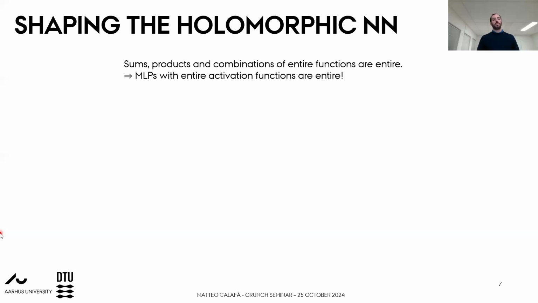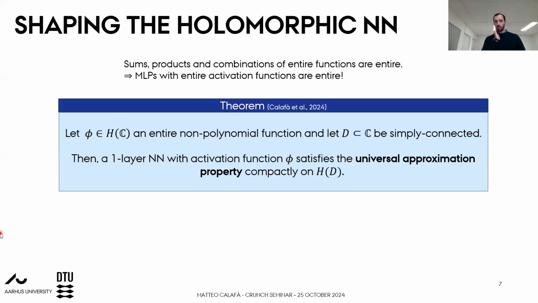Now we need to address the second question. We have at least one option for the neural network to be holomorphic, but can this network approximate all holomorphic functions? In other words, do we have any universal approximation property for our network? This is something that we proved in our work. Essentially, if phi is an entire function that is not a polynomial, and D is a simply connected set, then a network defined as previously will satisfy the universal approximation property, compact-open, on the space of holomorphic functions. This is very good news.